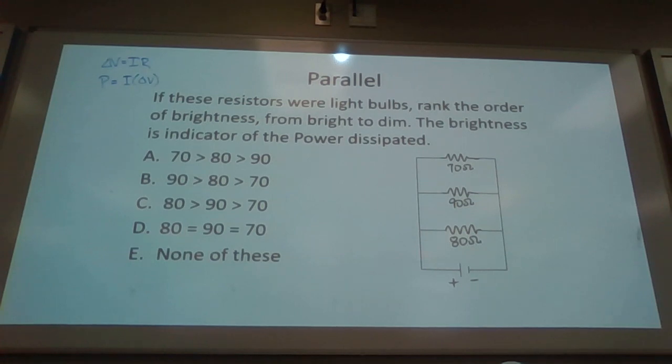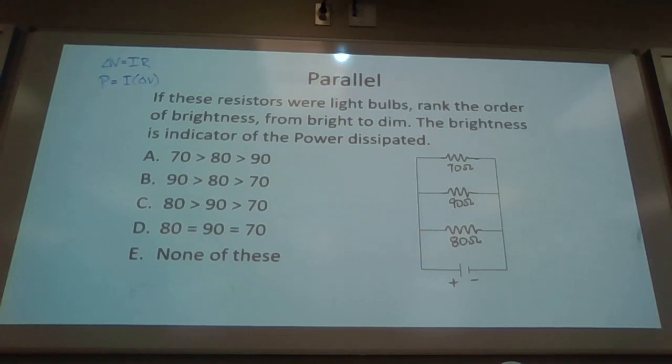Current is equal to voltage over resistance. Power is equal to current times voltage. So power is equal to voltage squared over resistance. The current is going to be the same for all of them. Correct answer is A.